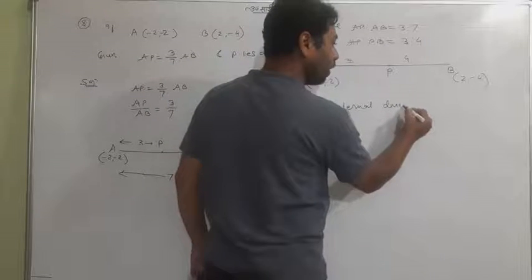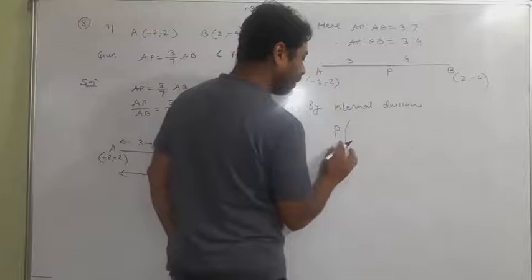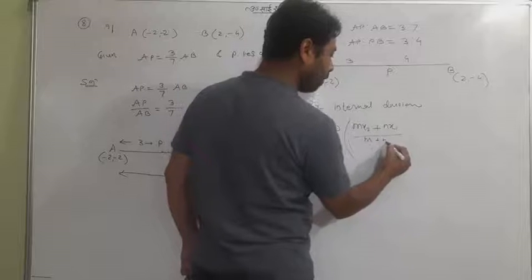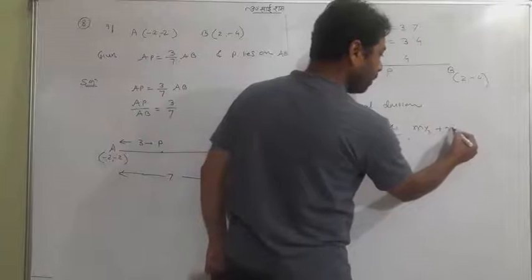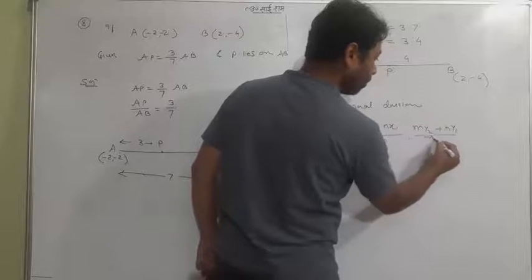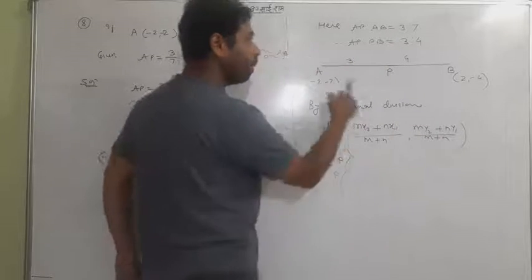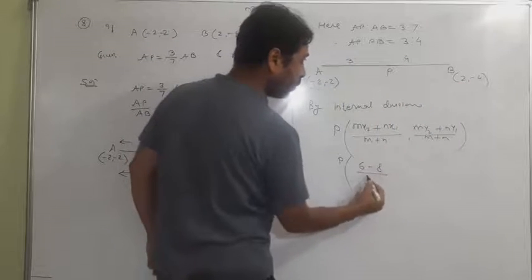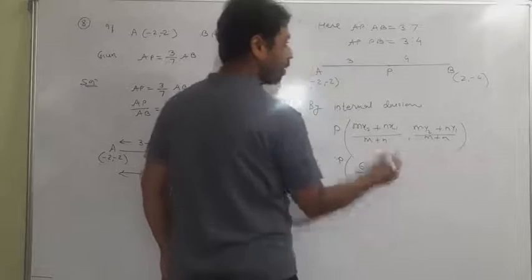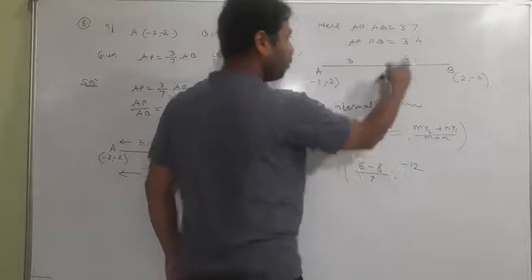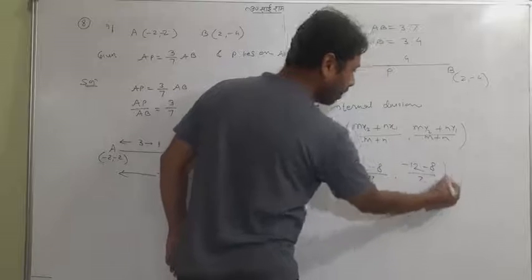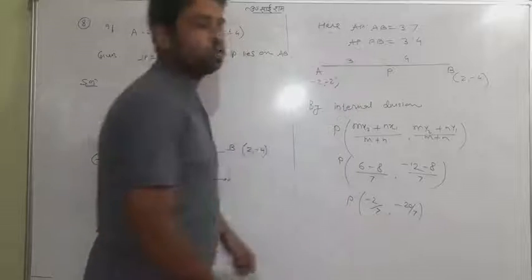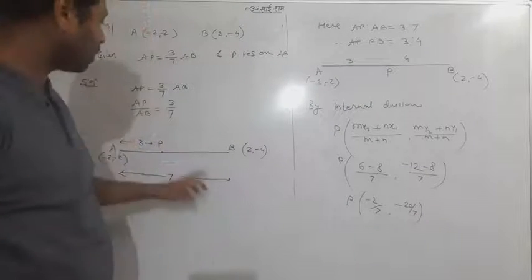one should know that P can be found out by the formula (mx2 plus nx1) upon (m plus n), comma (my2 plus ny1) upon (m plus n). This is very easy. Now go through the formula. 3 into 2 is 6, 4 into -2 is -8, upon m plus n which is 7. 3 into -4 is -12, 4 into -2 is -8, upon 7, and one can simply find the answer. This is -2/7 and -20/7. This is the answer. This is the coordinate of P.